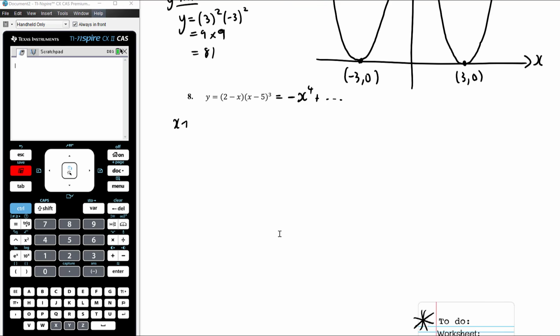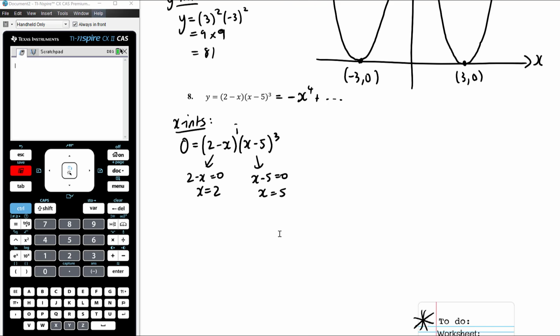If we think about our x-intercepts, we let y equal 0, 2 minus x times x minus 5, all cubed. Alright, so we're going to get 2 minus x equals 0, so x equals 2. We're going to get x minus 5 equals 0, so x equals 5. Now, this is power of 1 on this bracket, so the graph's just going to cut at this point. This is a power of 3 here, so we're going to get a point of inflection at this point.